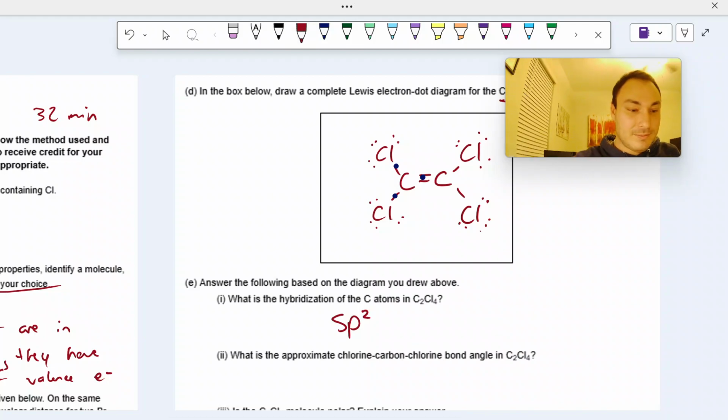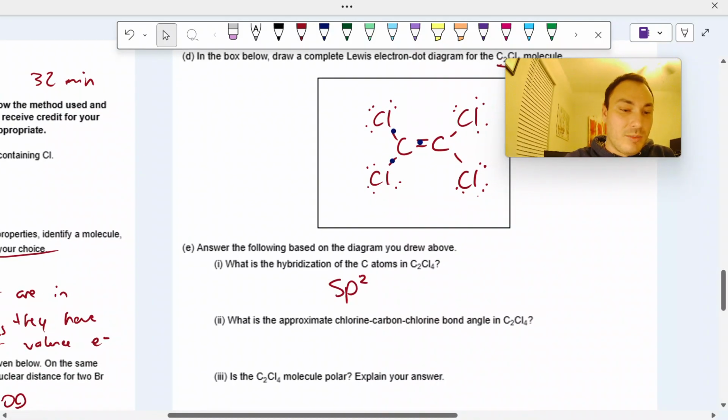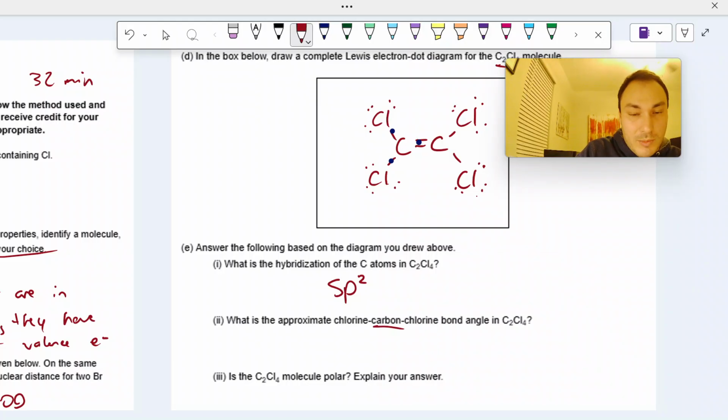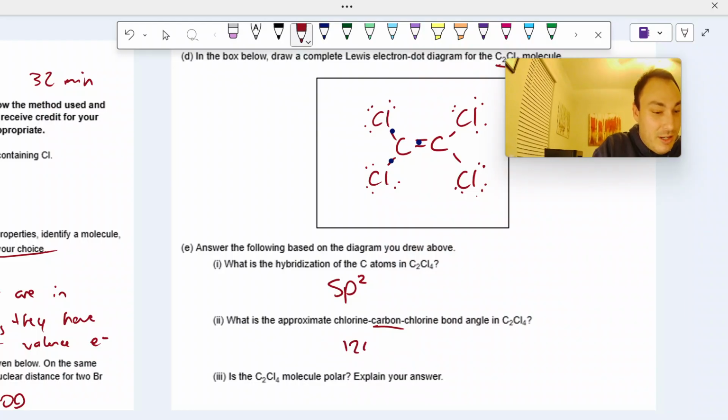Hybridization. What is the approximate chlorine-carbon-chlorine bond angle? So we're looking at the carbon as the central atom. Again, both the carbons are the same. 3 electron domains, 3 bonded atoms. This is trigonal planar. Oops, it asked for the bond angle, not the shape. Don't put the shape. It's 120. 120 degrees.